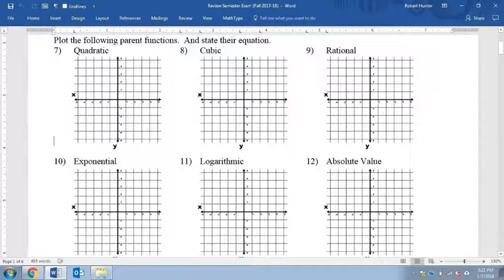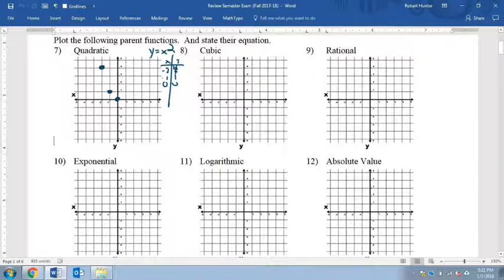All right, so here we go. Plot the following parent functions and state their equations. So a quadratic, again, is simply y equals x squared. If we were to plot that real quick, you've got 0, 0, negative 1, 1, 1, 1, negative 2, 4. So that's a quadratic right there.